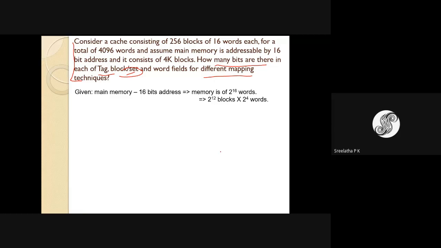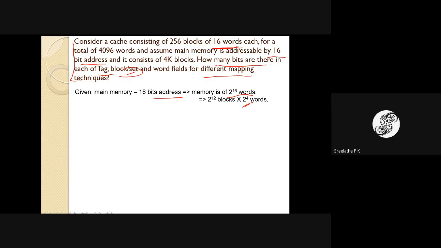For mapping, the main memory is given as a 16-bit address. The main memory consists of a 16-bit address, so it has 2 power 16 words. Each block has 16 words, that is 2 power 4 words.